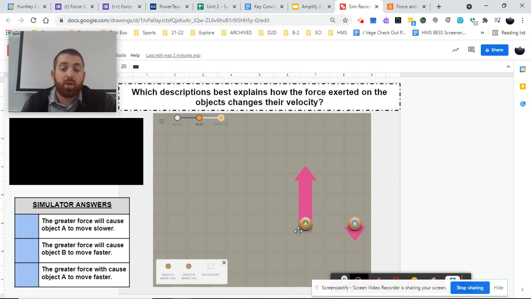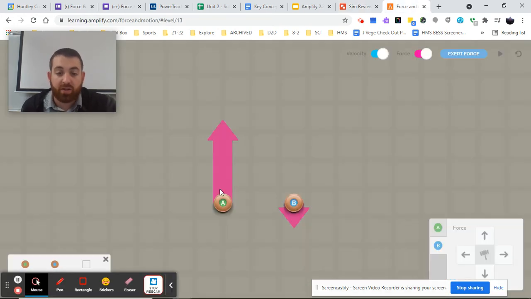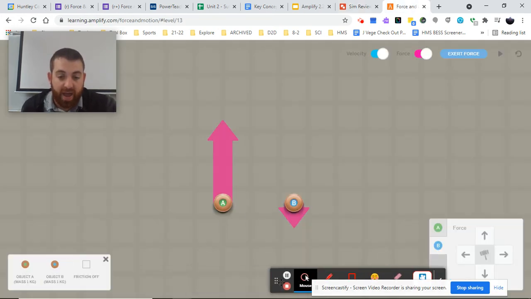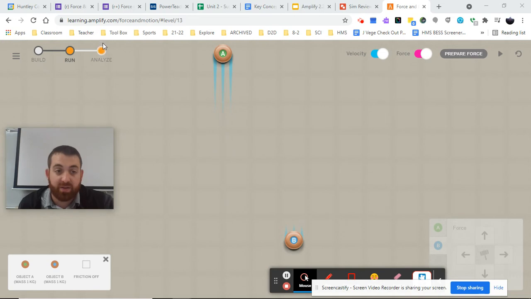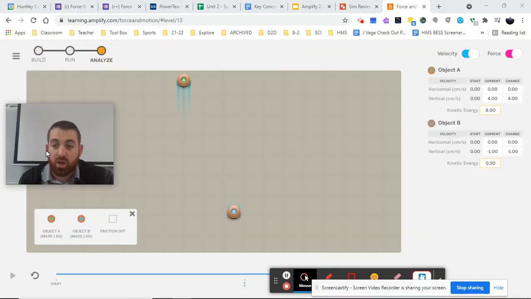All right, I think you got it. Well, if we're looking at our diagram here and going into our sim, we have our two sets of forces. We know that the mass is the same, 1 kilogram each. If we exert our force, we can see right off the bat one is moving faster than the other. And when we hit analyze, we can see that very same thing. Object A had a velocity of 4, so it had more velocity than object B, which had a velocity of -1.